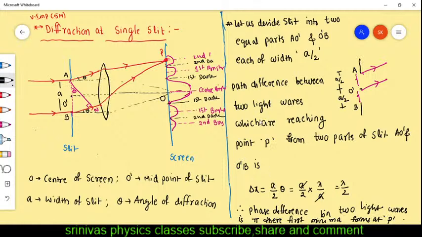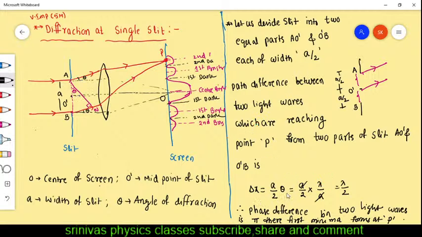I will explain once again this point. If at the point P first minima forms, to explain this first minima at point P, what we have to do? We have to divide the slit into two parts: upper part A by 2, lower part A by 2 width. Then the path difference between the rays reaching the point P from the upper part AO dash and the lower part O dash B. One ray is starting from the upper part, the other from the lower part. The path difference between those two rays is what we want to find out.